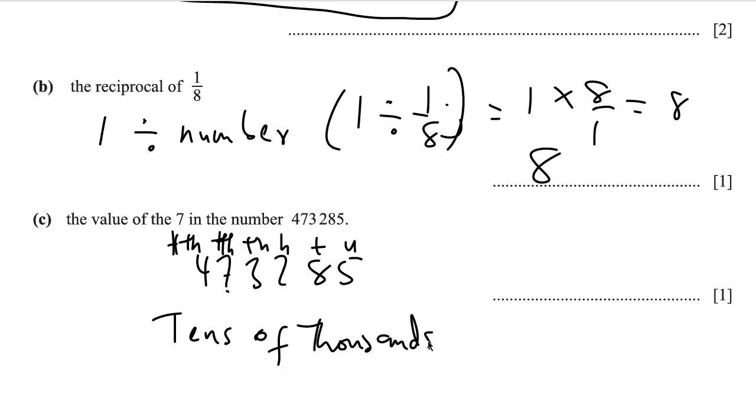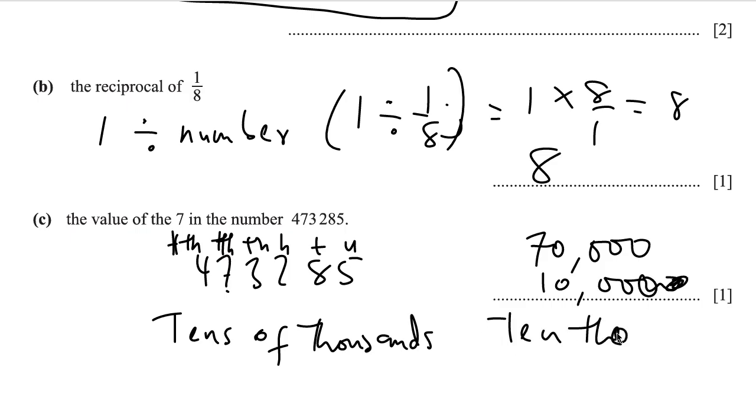So you could simply say that the value of 7 in the number 473285 is what? 70,000. Or you could write it in words, 70,000. That's the place value of 7 in that number.